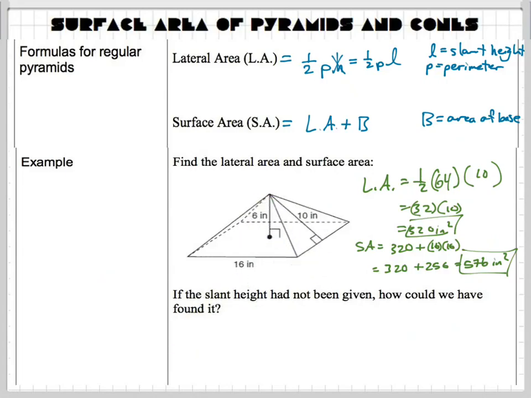Find the base. Find the base? How? I don't know. You don't know? 16 minus 6. You do 8. 8 squared plus 6 squared. Use triangles, guys. Pythagorean Theorem. 8 squared plus 6 squared.